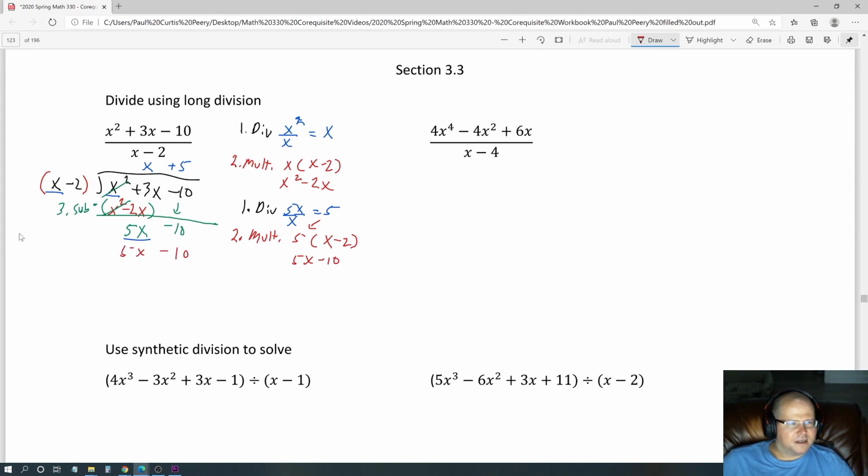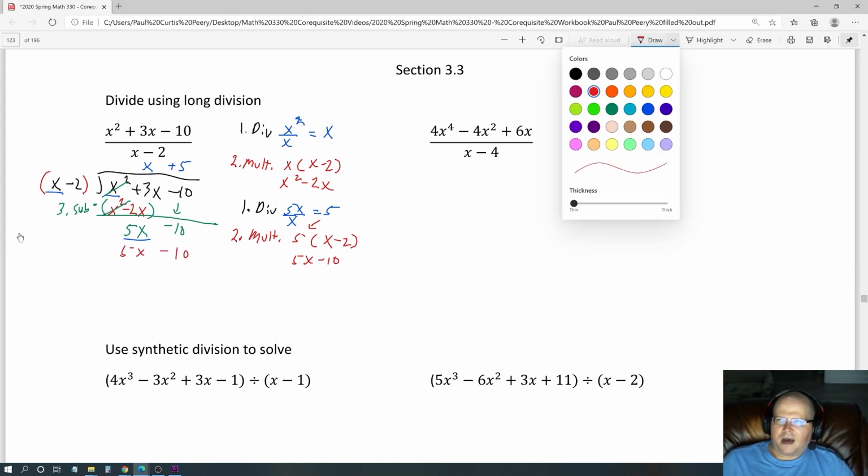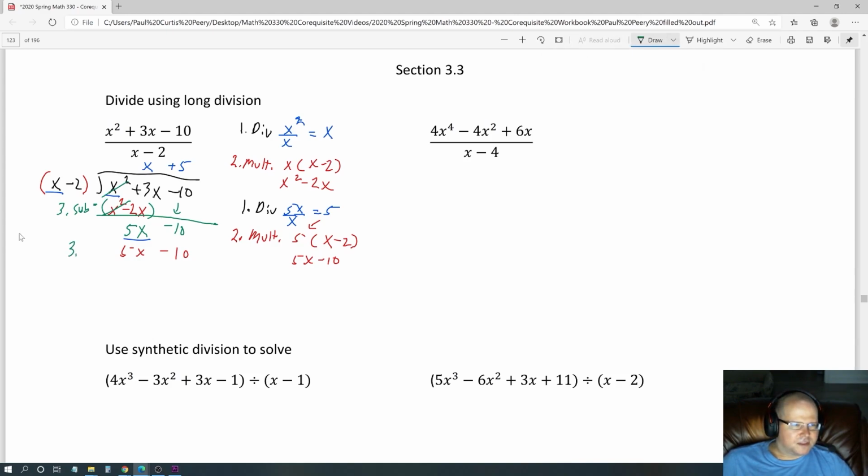5x minus 10. All right, so now we're at the third step again, which is subtraction. So 5x minus 5x, those cancel out. Negative 10 minus negative 10, same as negative 10 plus 10, which gives me a 0. So it looks like my final answer is simply x plus 5.